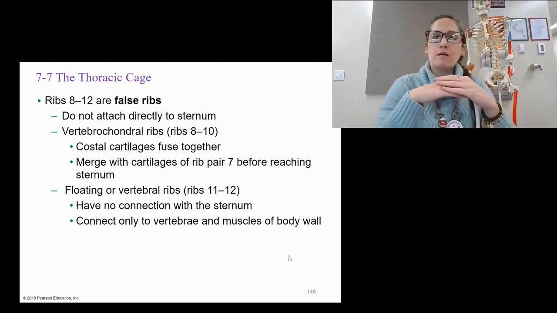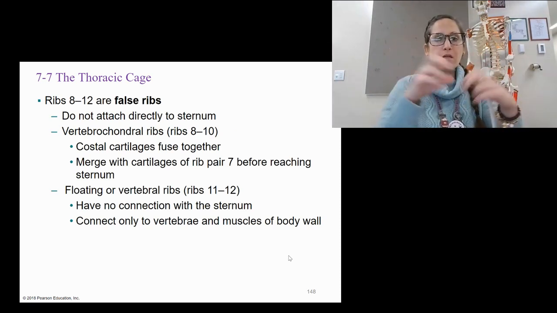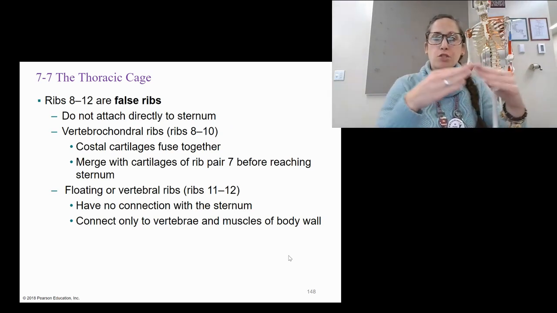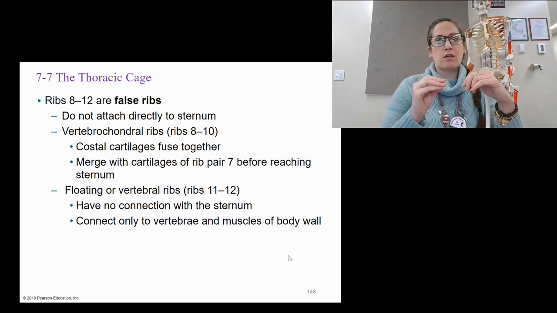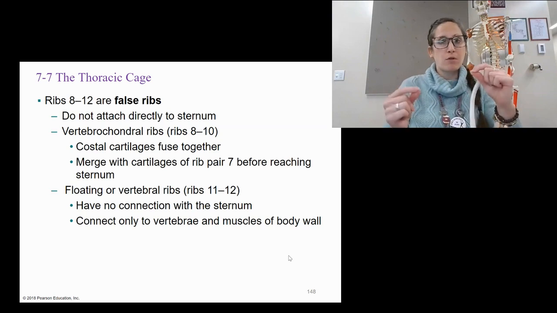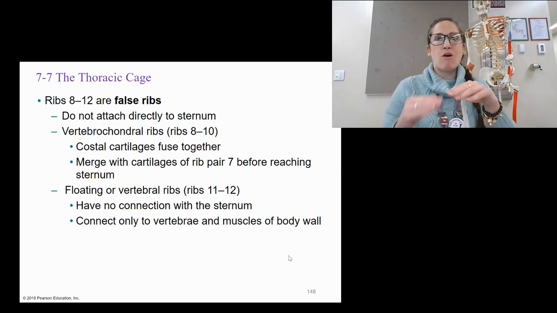The next set of ribs are grouped together and called false ribs. And they're false because they don't directly connect themselves to the sternum. They either connect to the sternum through a piece of common cartilage. That would be the vertebrochondral. That's pairs 8, 9, and 10. Or they are just the vertebral ribs or floating ribs. And that's pairs 11 and 12 because they do not connect to the sternum at all.